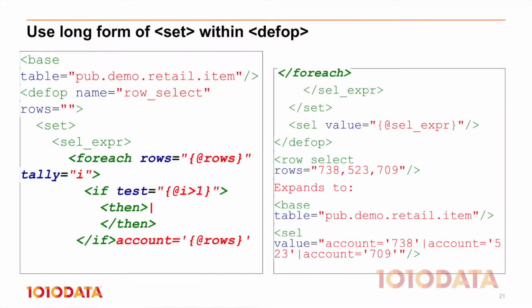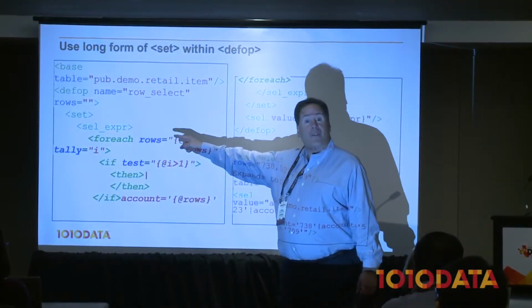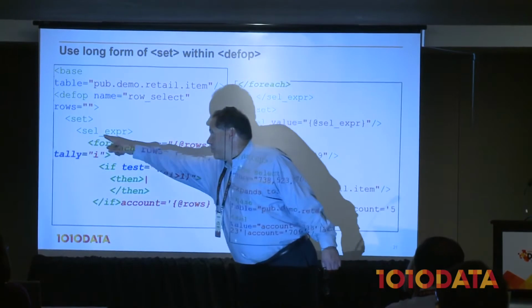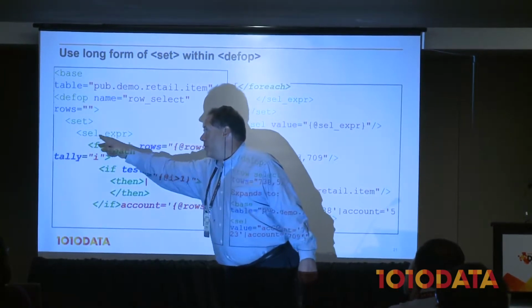Here's another version of defop, and what we're ultimately trying to do here is just build a pipe string with a bunch of ors. So here's the ultimate output. Once we expand the code, this is what it's going to look like. This set has two forms. This is the long form of set, and what it's doing is putting the results into this parameter, select expression.